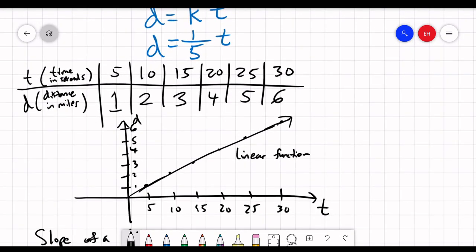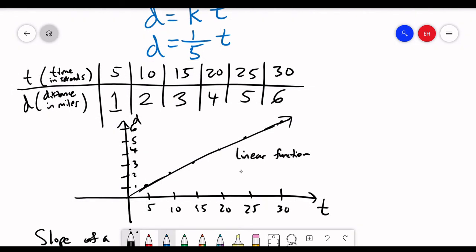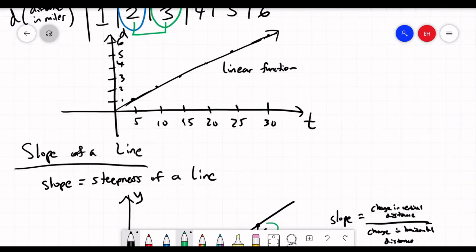So we're just going to do change in the output, distance. Now I can choose any 2 points to figure this out. So I'm going to choose this point (15, 3) and I'll choose this point (10, 2). So I could pick any of the 2 points that I want to figure out the slope, but I'll just choose those for now. So I'm going to subtract the distances.